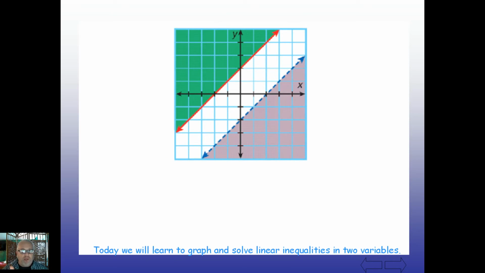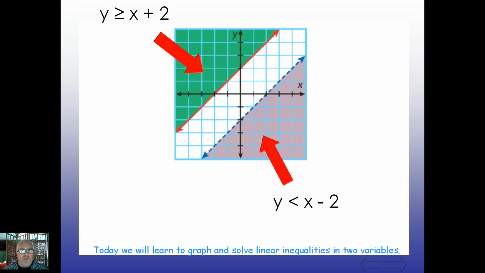You'll notice you've got green at the top left and pink at the bottom right. We've got a blue dashed line, a red solid line, and the white in the middle. Let's take a look at this. Notice this piece right here. y is greater than or equal to x plus 2 is this piece, and y is strictly less than x minus 2 down here at the bottom piece.